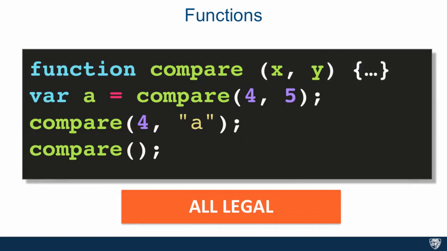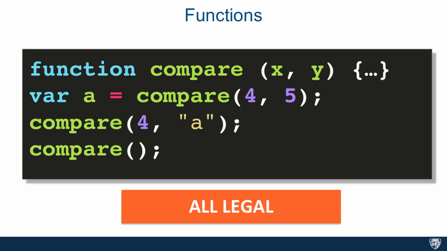Now, the way you pass arguments to a JavaScript function is also kind of unique. In the first line of this example, we have the function compare that we saw in the previous slide, and it's defined here with arguments x and y. In the second line, we're executing or invoking the function compare and passing to it two arguments, 4 and 5. The result of the execution of that function is then stored in the variable a. On the third line, you notice that we're still executing the compare function, but we're not storing the result anywhere.